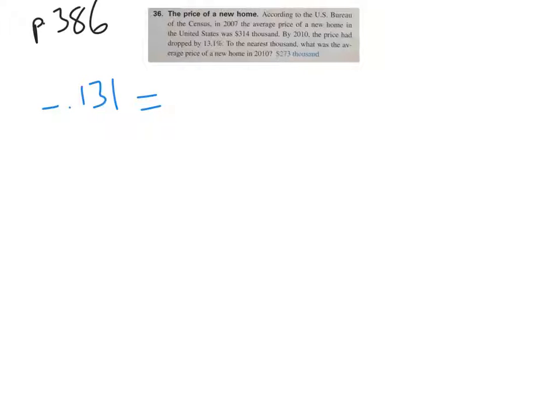Now on the other side, we're going to have the new amount. Well, that's the amount in 2010. That's what we're solving for. So that will be x minus the original amount. So they told us in 2007, which is our starting year, the amount was 314,000. Notice this kind of picks up from the last problem, and we divide it by the original amount again.